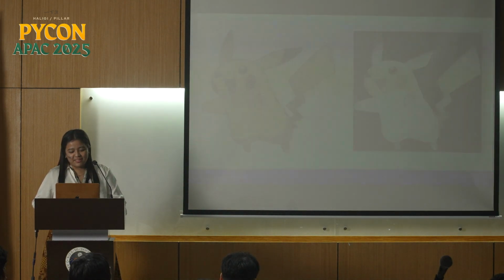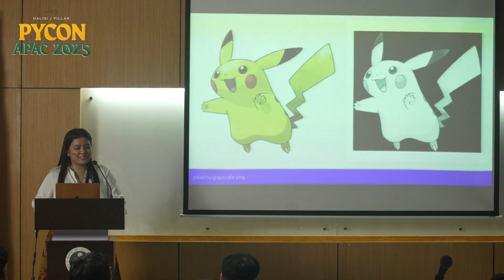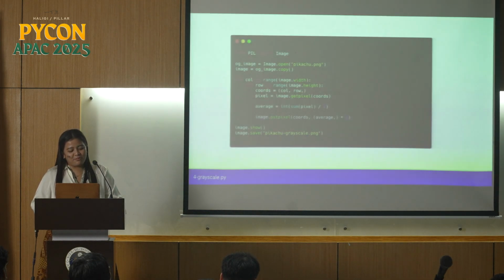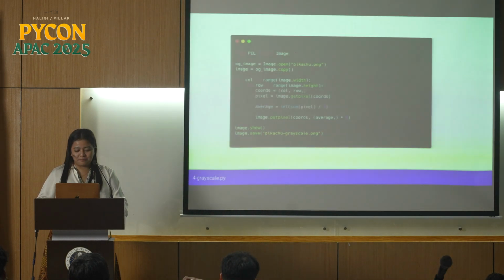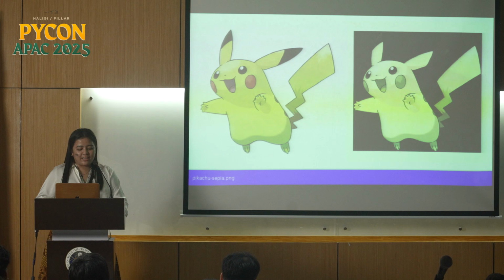Now it doesn't look really good with black and white, so you can do grayscale. And for grayscale, you just get the average again, and then this time multiply the average by 3, so you get the grayscale version. Now I'm just showing just a couple of examples here.